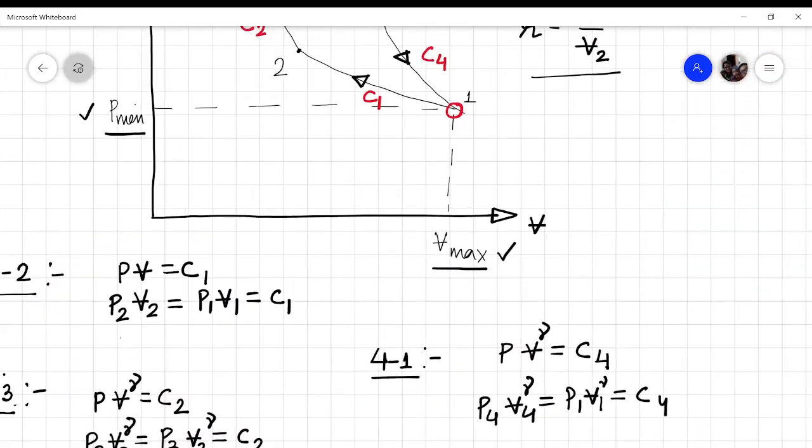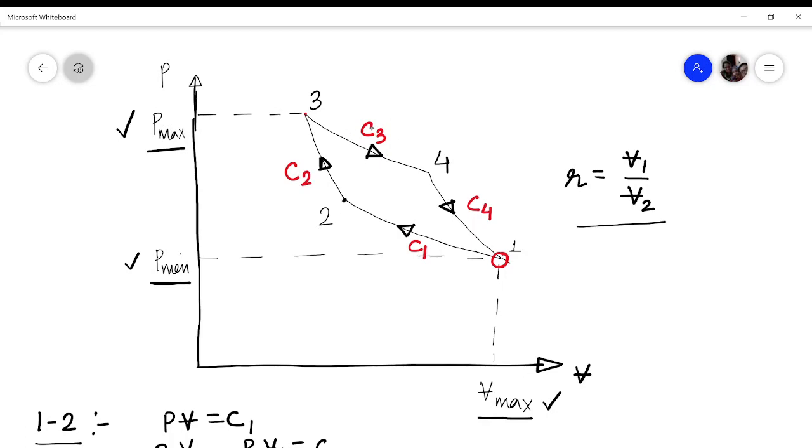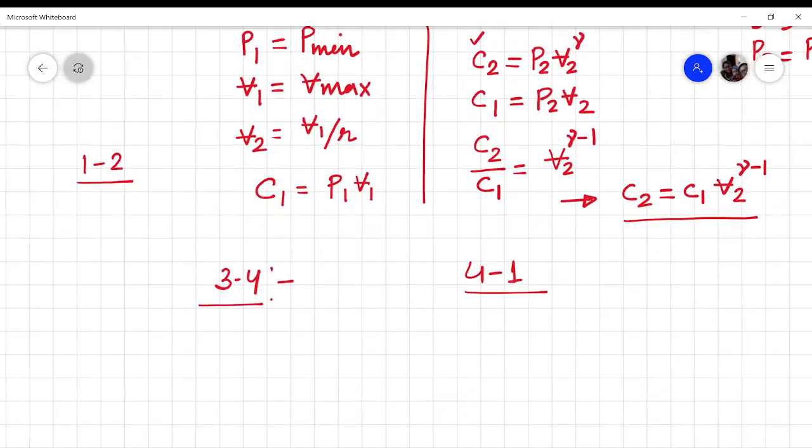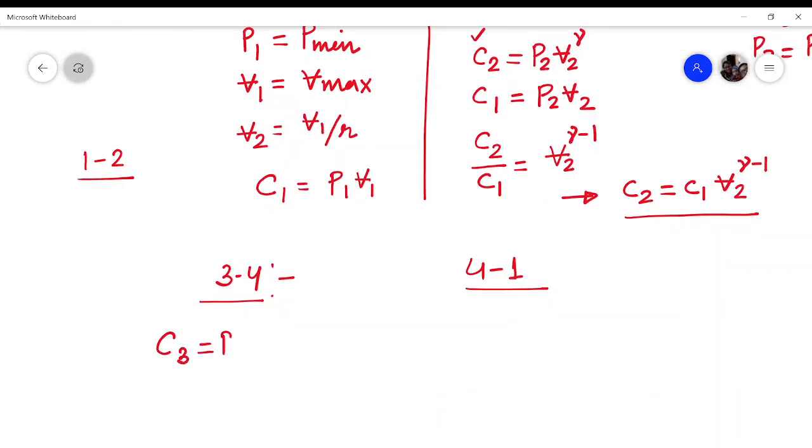So if you look the process 3 to 4, then this C3 can be evaluated with the help of this P3 V3. So C3 here will be equal to P3 V3 because 3 to 4 is an isothermal process. And that is also equal to P4 V4. So what I'll be going to do in code, I will be evaluating this first. Then for the process 4 to 1, I know C4. How? Because I know point number 1 information, that is P1 V1 there. So it is P1 V1, but 4 to 1 is reversible adiabatic.